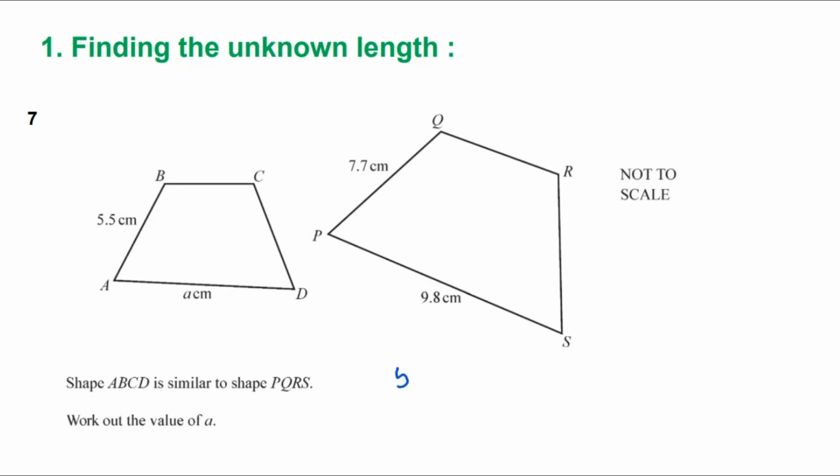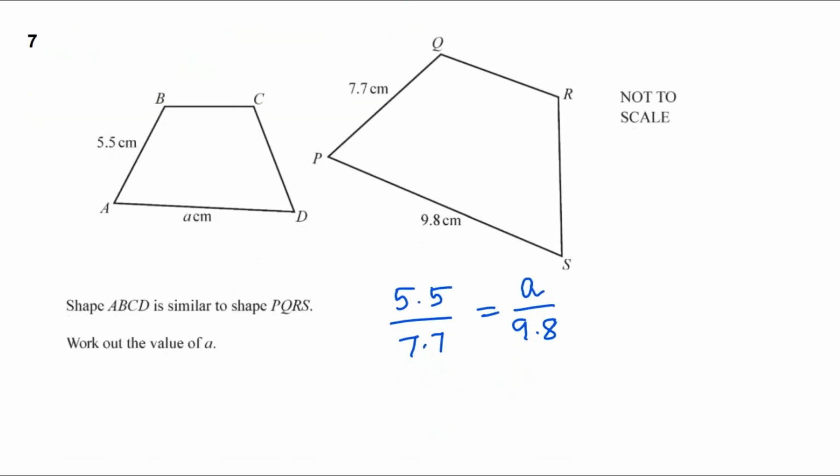So 5.5 divided by 7.7 will have the same ratio as A over 9.8. That is, it will have the same scaling factor. Now make A the subject. 5.5 multiplied by 9.8 divided by 7.7. On simplifying, this gives 7.